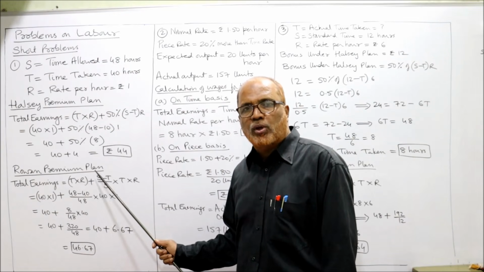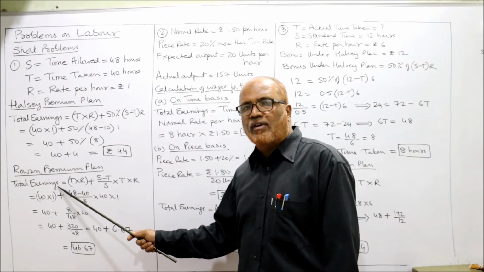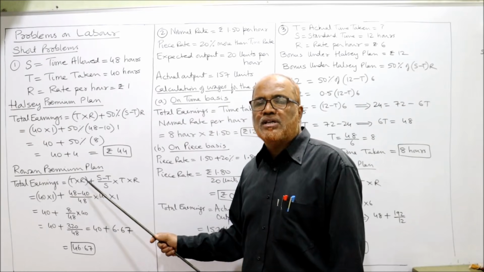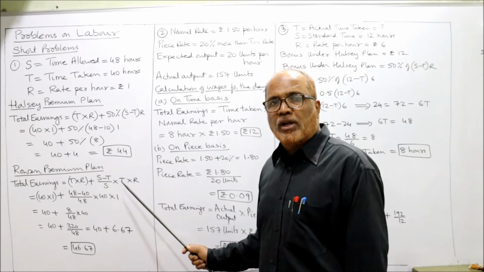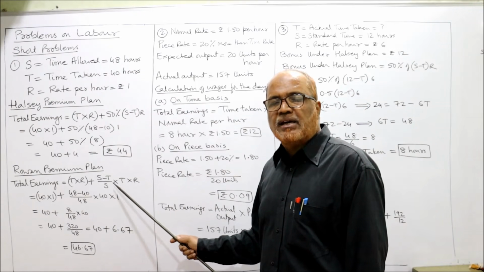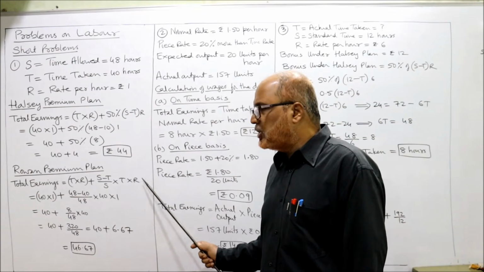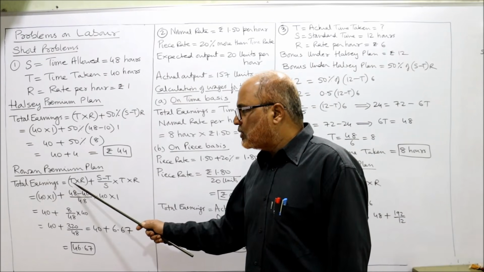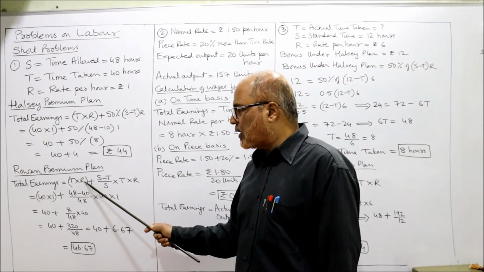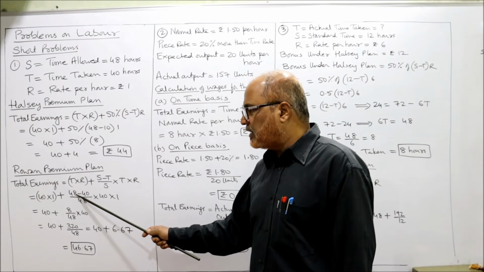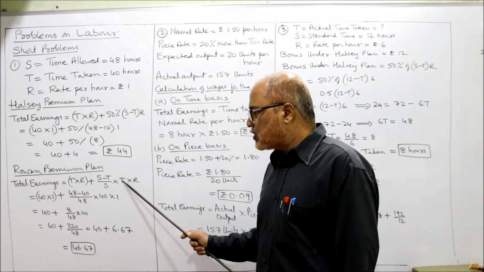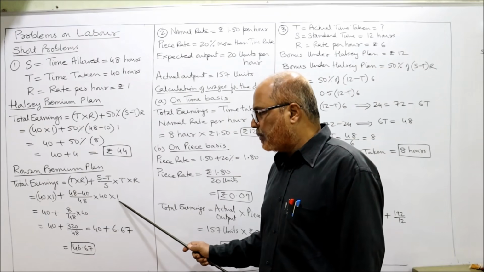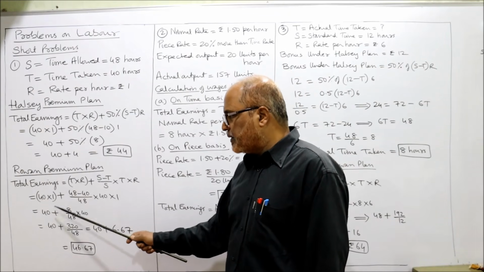Now Rowan premium bonus. The total earning under Rowan is T into R, the actual wages for time taken, plus bonus. The bonus formula is (S minus T) by S into T into R. We'll substitute the values. T into R is 40 into 1. S, standard time, is 48 hours. Actual time taken is 40 hours. Rate is 1 rupee. So 40 into 1 is 40 rupees.